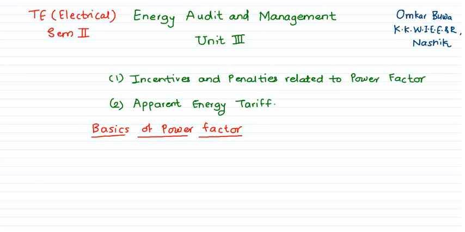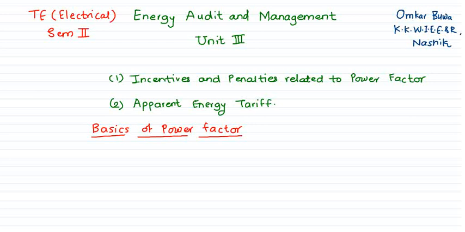We are discussing unit 3 and in this particular lecture we are going to understand 2 points in your curriculum. The first point is what are the different incentives and penalties related to power factor which are provided in power tariff, and then in link to that we are going to understand what is the concept of apparent energy tariff. Simultaneously there is apparent power tariff also.